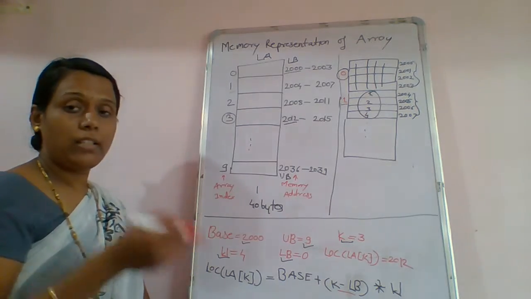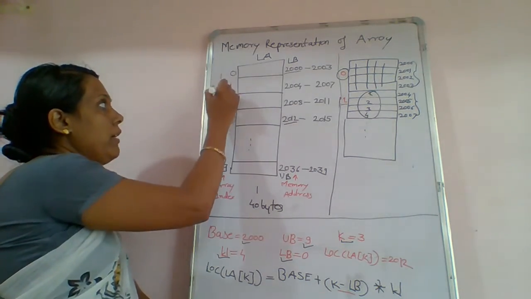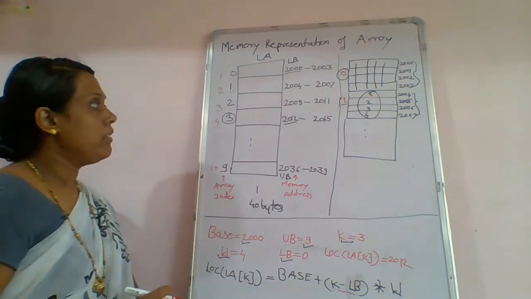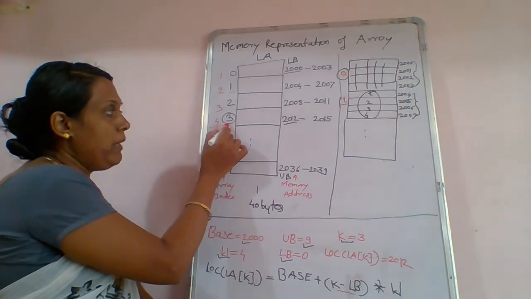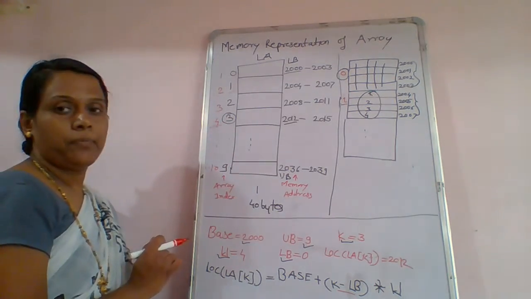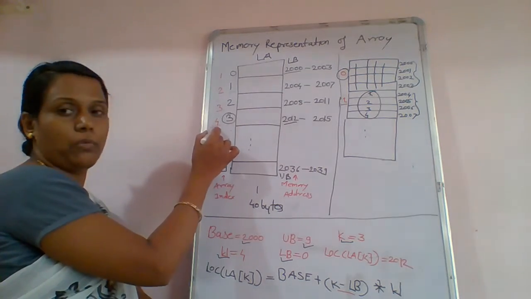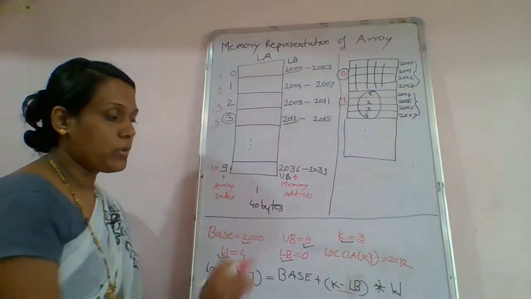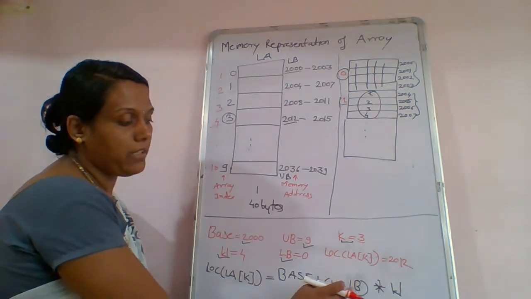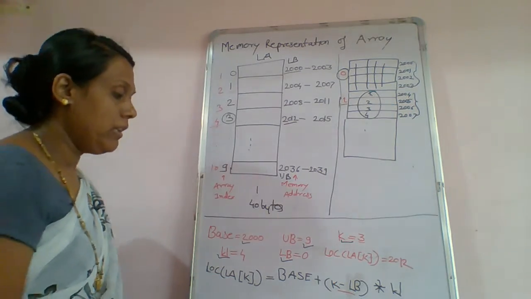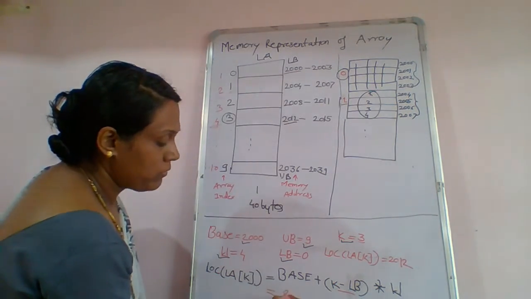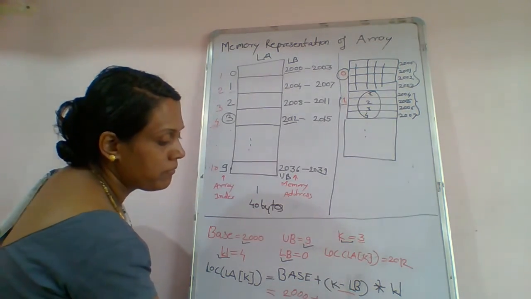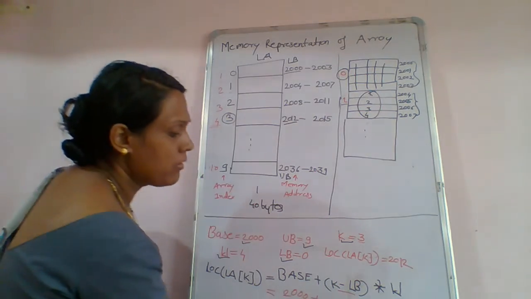Sometimes what happens is we can start giving the index from 1: 1, 2, 3, 4 till the last one. Now here, as the previous index location was 3, as we started with 1, it becomes 4. So 4 minus 1, again 3, becomes as it is. So that is why we have put the formula k minus lower bound. Now we can put the values. Base is equal to 2000 plus (k minus LB) is equal to 3, into W, which is 4.